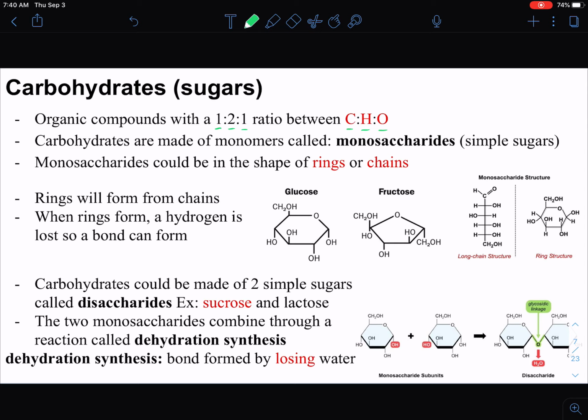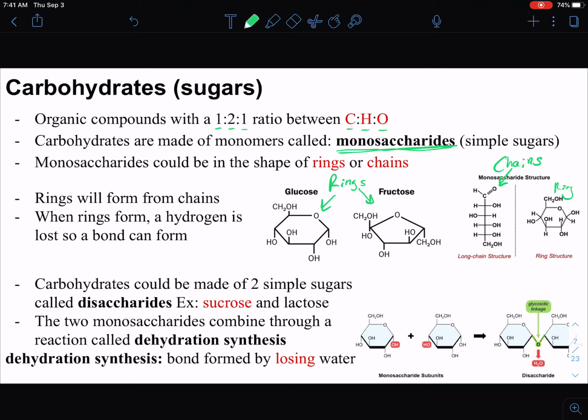In carbohydrates, the monomers that make them up are called monosaccharides. Those are your simple sugars, your one little things. And they can be either in rings, which are these, or chains, which are these. This here again is a ring. Chains are real long lines of them. Your rings look like rings.